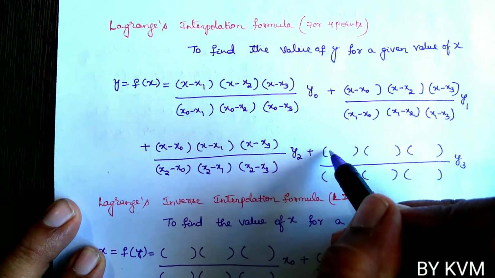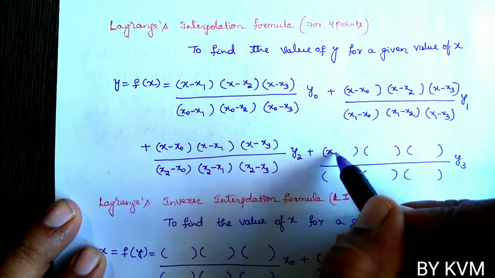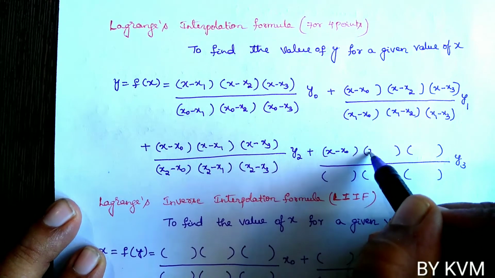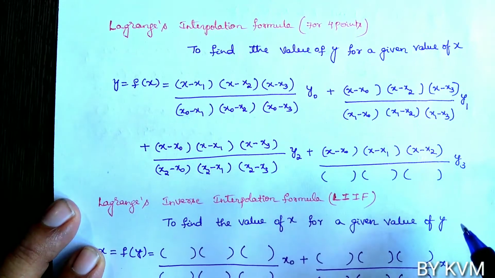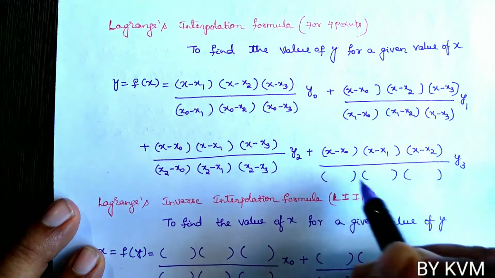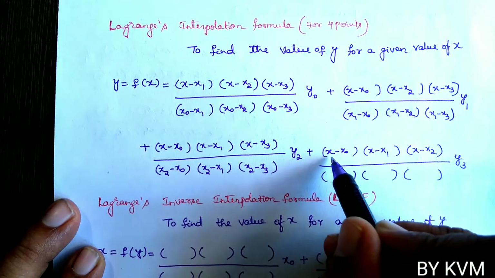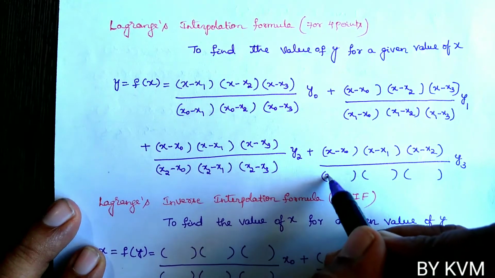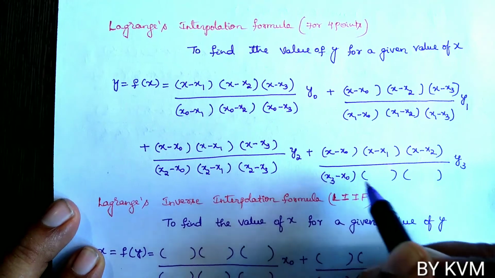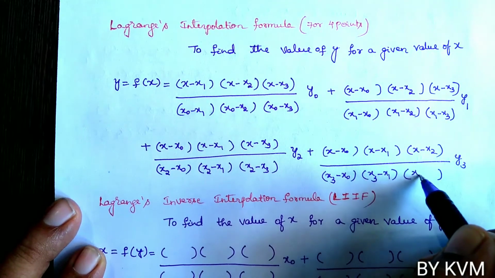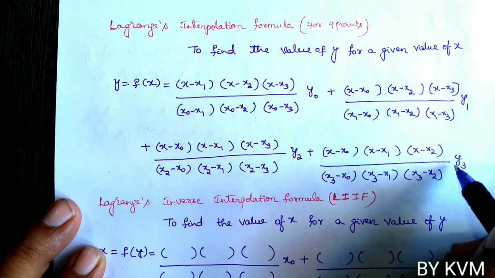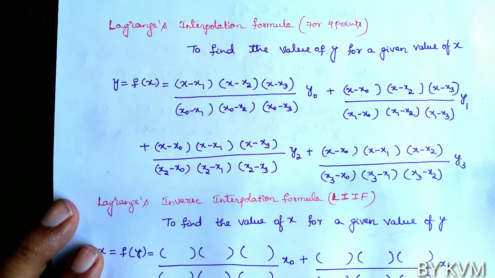x3. So in the numerator we get x minus x0 into x minus x1 into x minus x2. So x3 is excluded. In the denominator, in place of x take x3. So x3 minus x0, then x3 minus x1, then x3 minus x2 into y3.